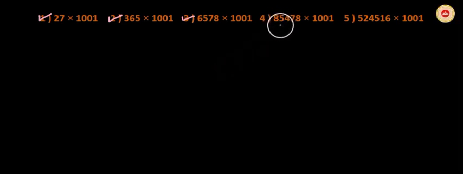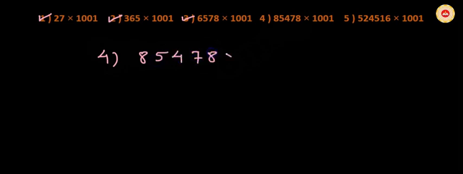Fourth example. 85,478. Fourth example: 85,478 multiplied by 1001. What is the multiplicand?